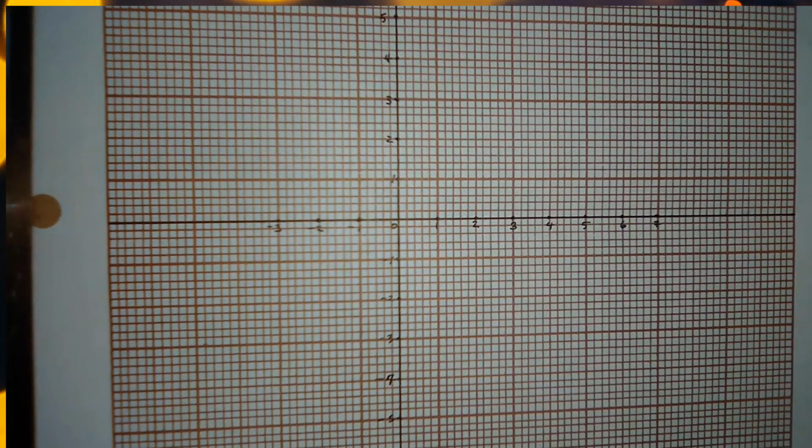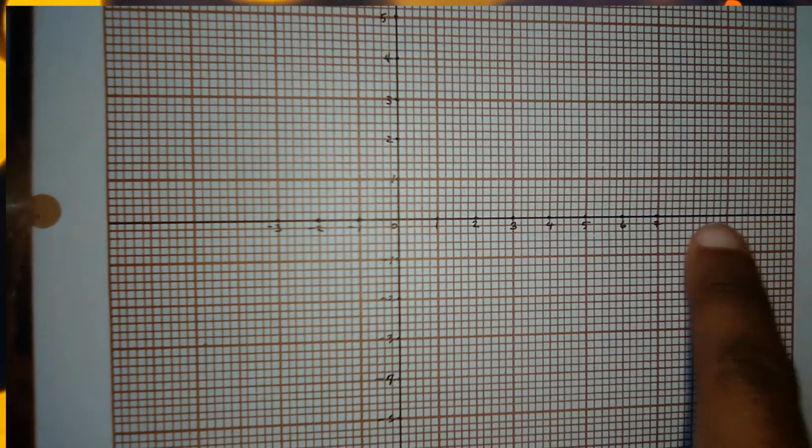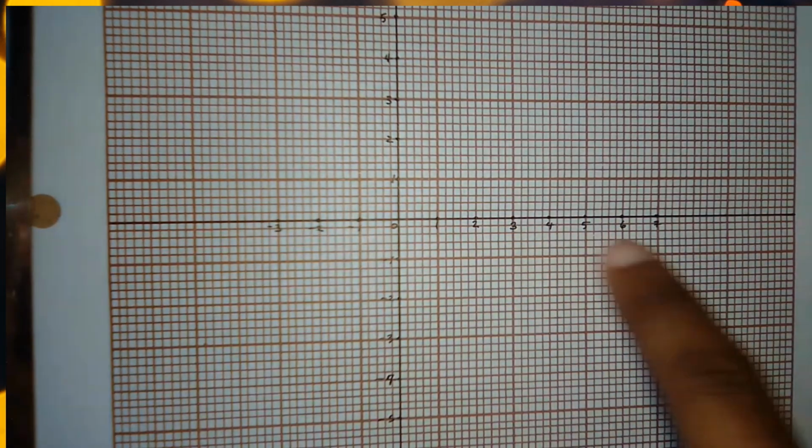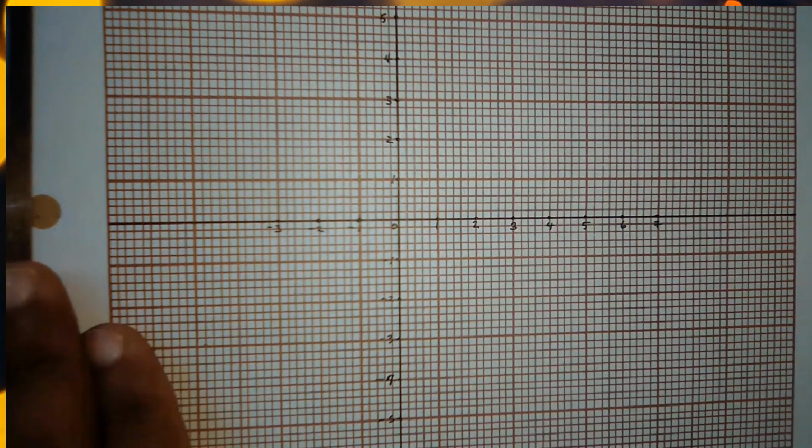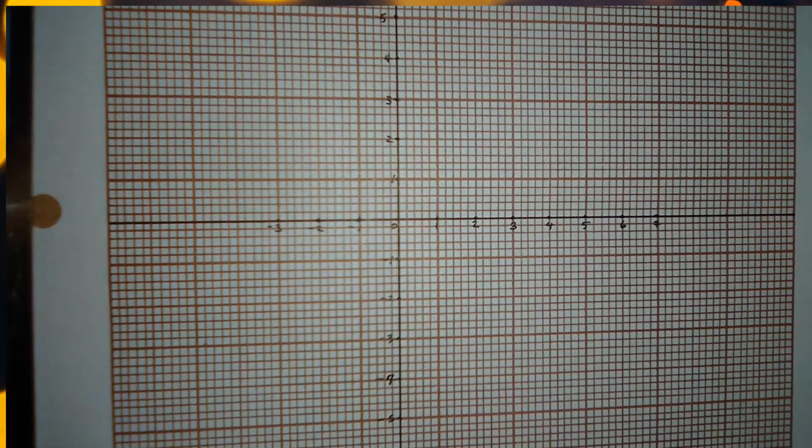And it's already pre-prepared. Right, this is my x-axis running from left to right. And this is my y-axis running from north to south. Great. So remember all those coordinates that we worked out?